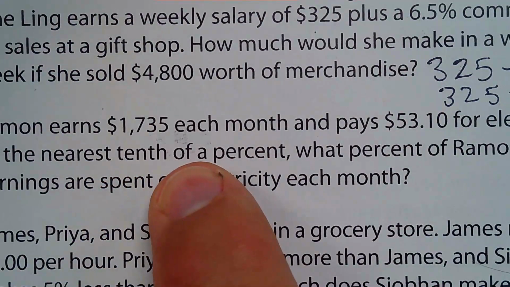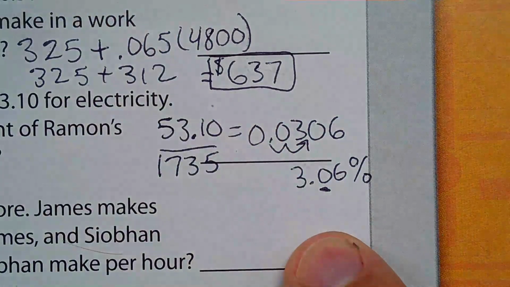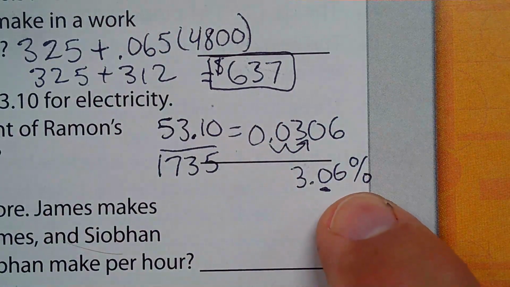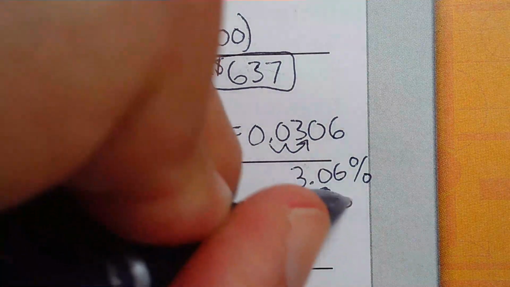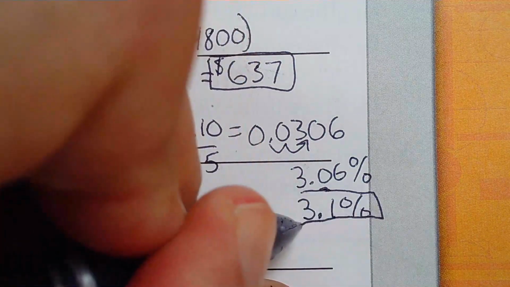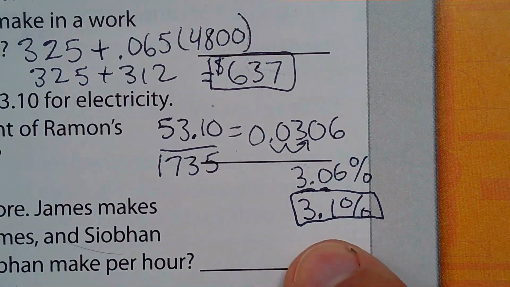Now we have to make sure that we round to the nearest tenth of a percent. So the tenths place is right here, and we have to look at the number to the right. That 6 bumps that up to a 1. So that would be 3.1%, and that is the final answer. So Ramon spends 3.1% of his earnings on electricity.